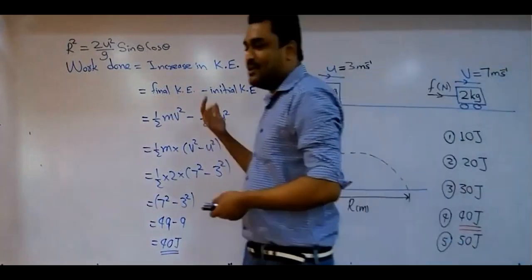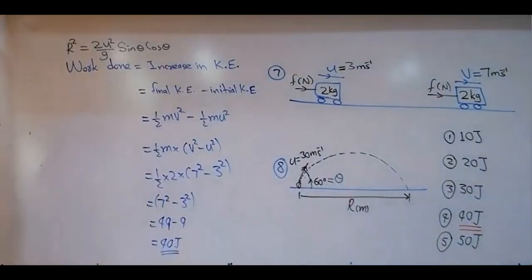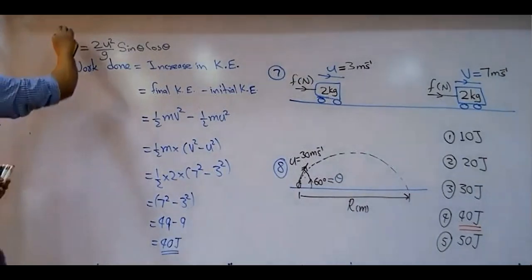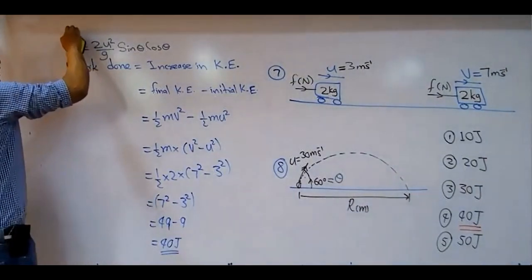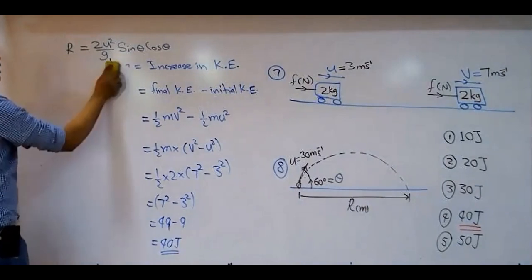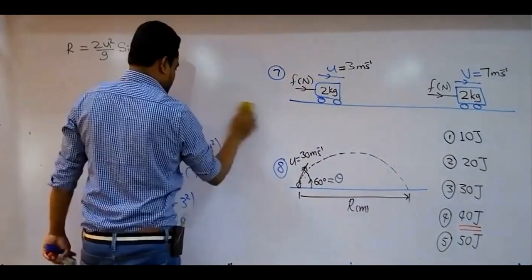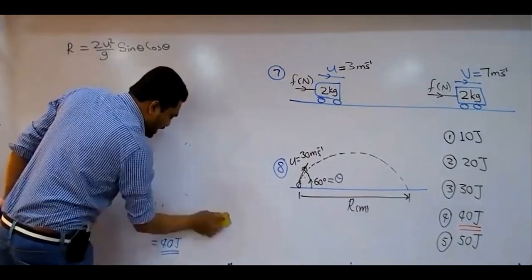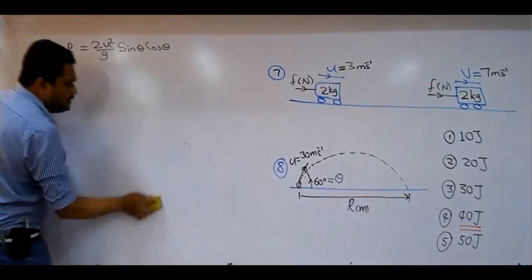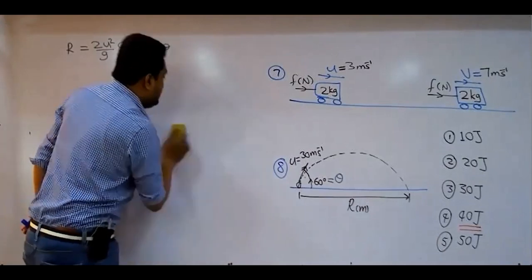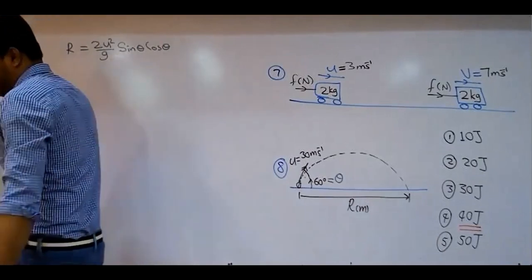This is the MCQ paper. No need to prove these equations. At once apply it and get the answer. That's all. R equals 2u square over g sine theta cos theta.